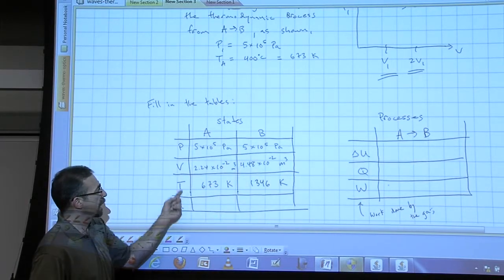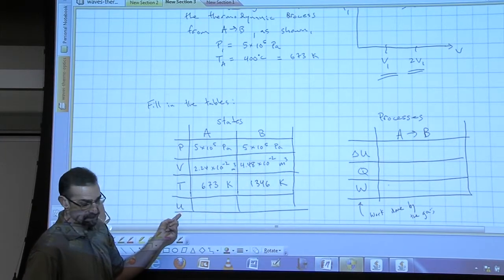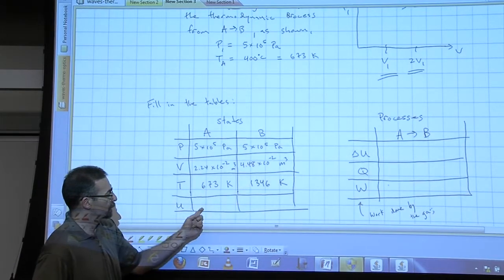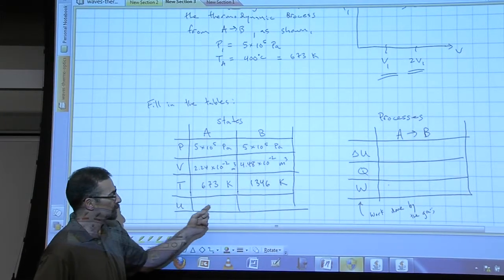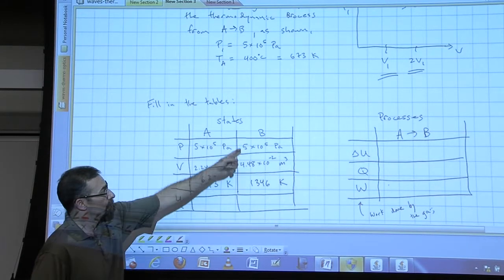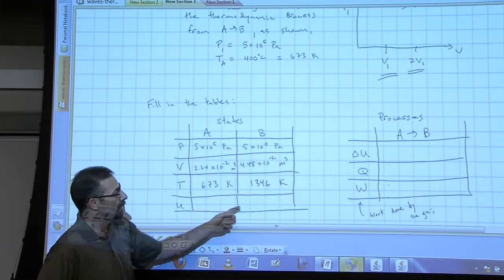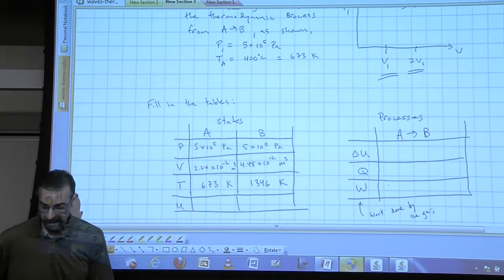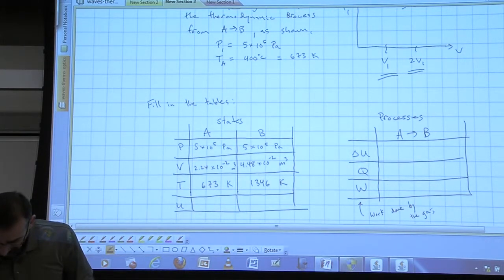You may have noticed I added a line here for internal energy. So this is why I do this. Once I know the temperatures, I can determine the internal energy at those two states. And then I can find the change as I go from one to the other. So let me do that.